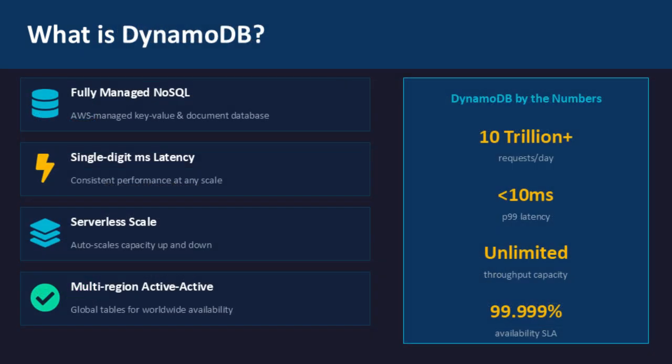Let's do a quick 60-second recap of DynamoDB for anyone who's new to it. DynamoDB is Amazon's fully managed NoSQL database. It's a key-value and document store that's designed to handle massive scale. We are talking tens of trillions of requests per day. It gives you single-digit millisecond latency even at that scale. And it's completely serverless. It scales up and down automatically based on your traffic.